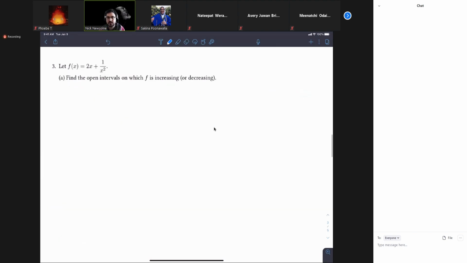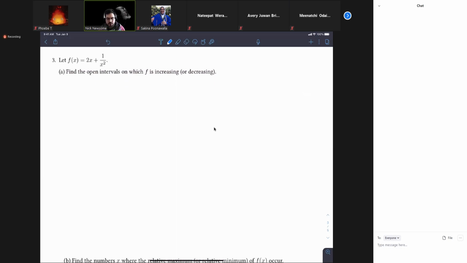Okay, so now let's actually do some calculus. All right, so we have this function 2x plus 1 over x squared. We want to find the open intervals where f is increasing and where it's decreasing. Okay, and so we've hopefully seen examples of that in class about how to do this, right? We find the critical points, make our number line, figure out where the derivative is positive or negative, because that indicates where my function is increasing or decreasing.